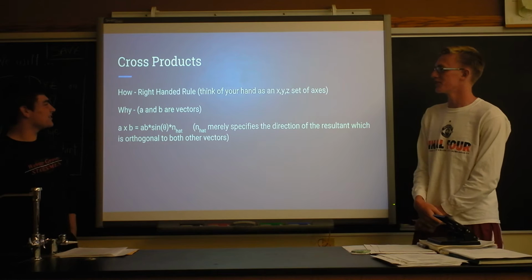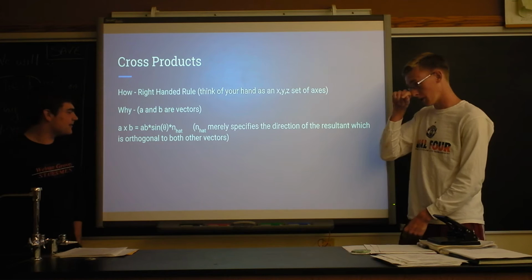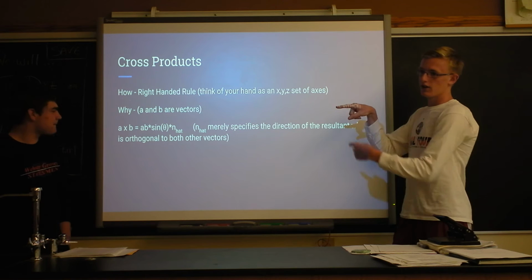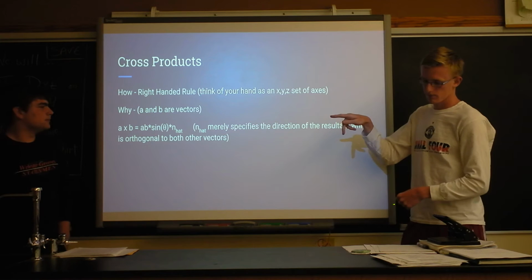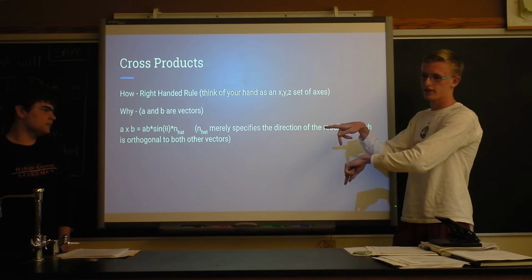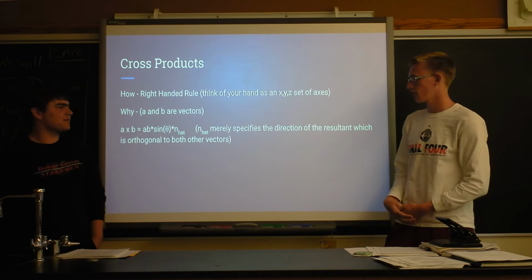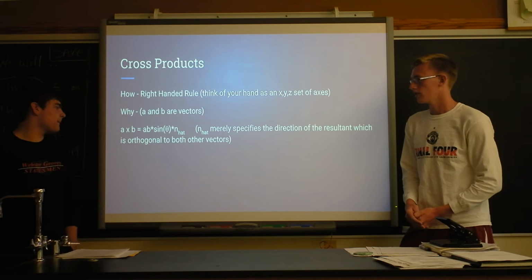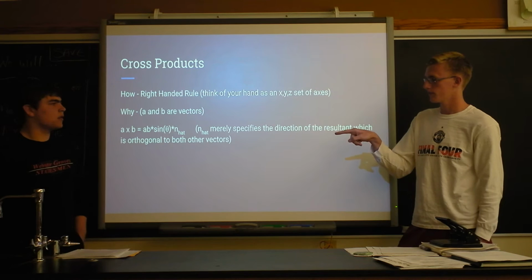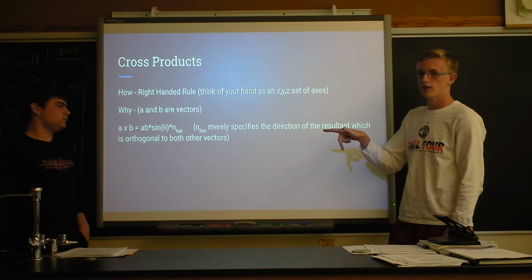If the velocity of the wheel is in this direction, so it's spinning like this, and the radius is down, so the axis of the wheel is right here, then the radius to the edge of the wheel is here, then when you multiply the vectors with the cross product, the resultant vector is in the direction your thumb points, and that's a convenient right-hand rule. So if you have a cross product, your pointer finger goes in the direction of the first vector, vector A, and then your middle finger goes in the direction of vector B, and then your thumb points in the direction of the resultant vector.